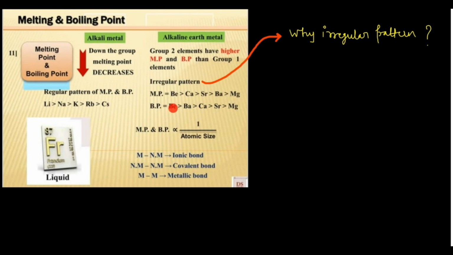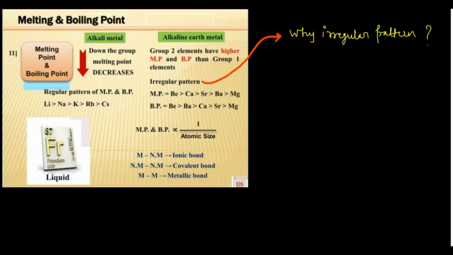Similarly, if you see the boiling point, then beryllium, after beryllium you are having the barium, and then calcium, and then this one. So the pattern is not regular in that case. These metals actually have different crystal structures. When the crystal structures are different, definitely their lattice energy would also be different, right? And due to this, the irregular pattern is observed.